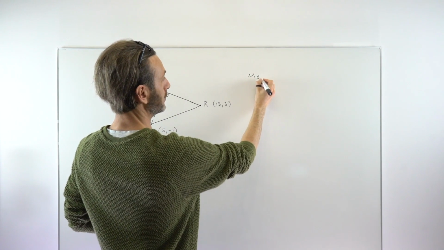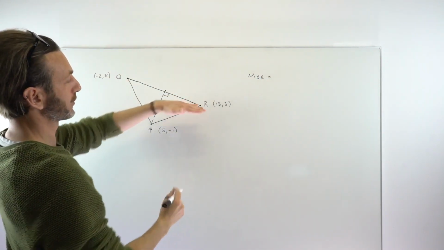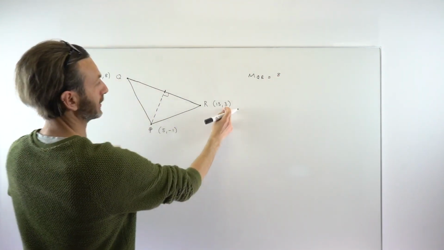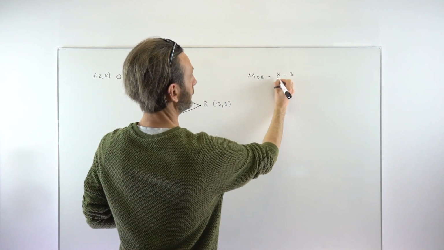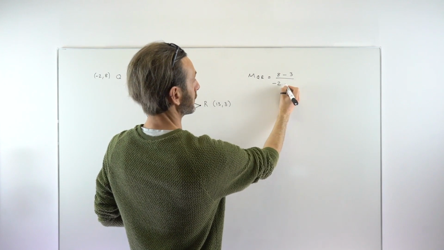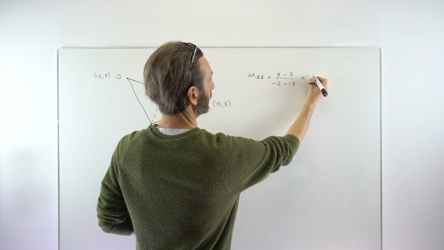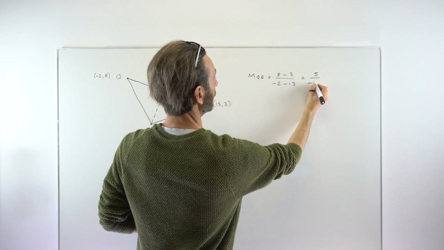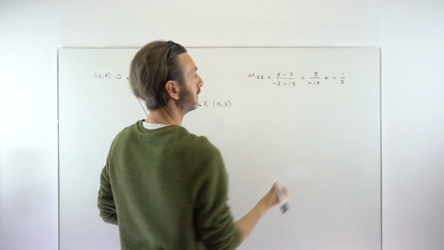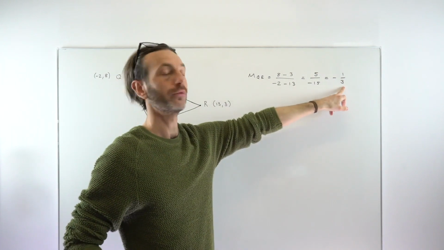So the gradient of Q to R. Just keep an eye on the diagram because you can see that it's got a negative slope, so it should be a negative answer that we get. So that's going to be 8 minus 3, just using the normal gradient formula, divided by minus 2 minus 13. Just keep an eye on the negatives because there's quite a lot of negatives kicking about in this question. So 8 minus 3 is 5 over minus 15. That'll simplify down to minus 1 over 3. And that looks about right because it's negative and it's quite shallow. So that's why it's a fractional gradient.